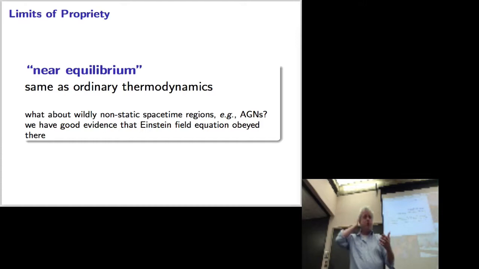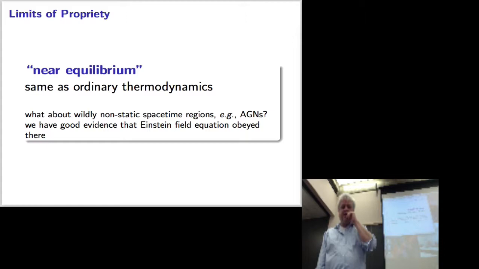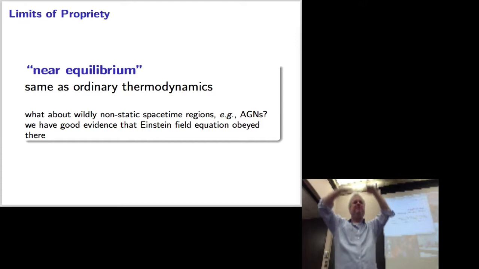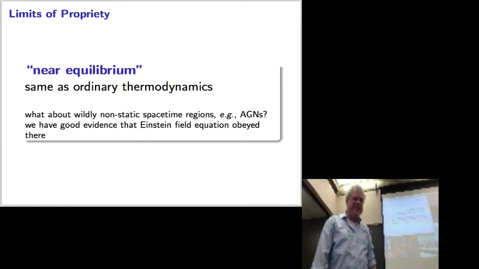Well, clearly something like near equilibrium, same as ordinary thermodynamics. But then what about wildly non-static space-time regions? For instance, active galactic nuclei, like around Sagittarius A, the center of the Milky Way. These are very far from equilibrium by any stretch of the term. I suspect it's going to be very hard to find anything remotely resembling a local Rindler horizon in the middle of the accretion disk with 10 to the 15 electron volts of power being shot out in blasts of magnetic flux and cosmic rays. With wild fluctuations in power output, that's just not going to happen.